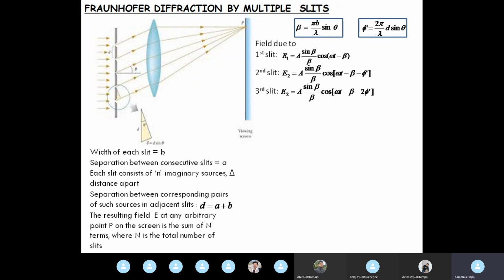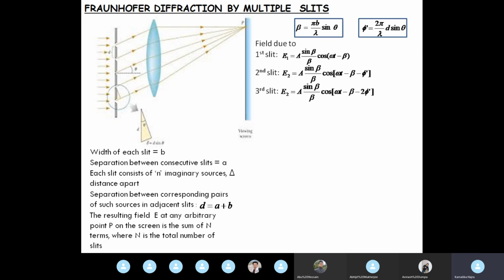Now, in the same manner, the field from the third slit, this will be E3, is A sin β/β cos(ωt − β − 2φ'), because the field from the third slit lags behind the field from the second slit by φ'. So it will lag behind the field from the first slit by 2φ'.